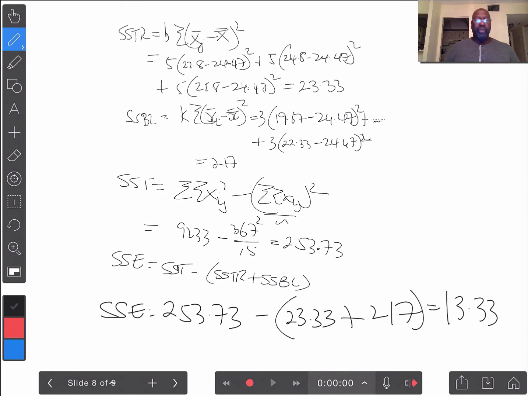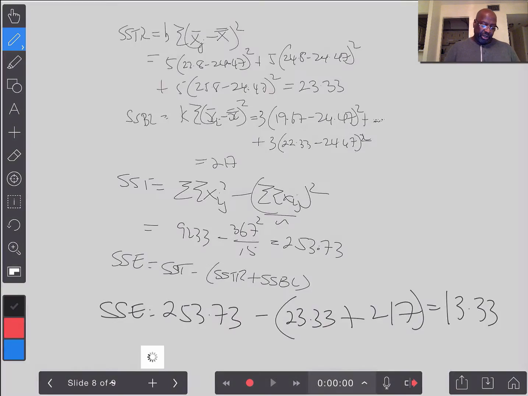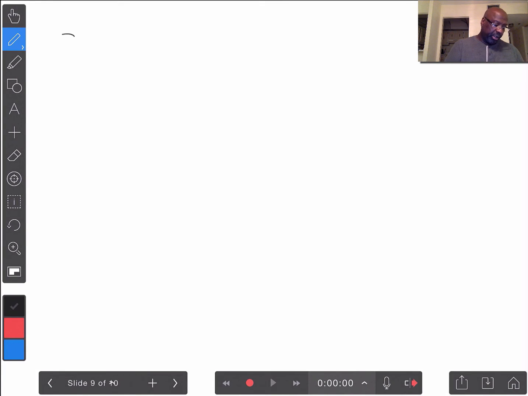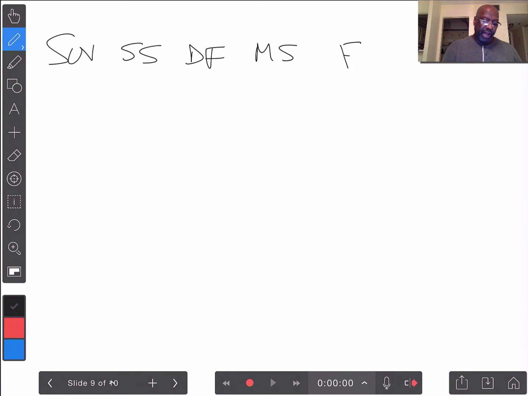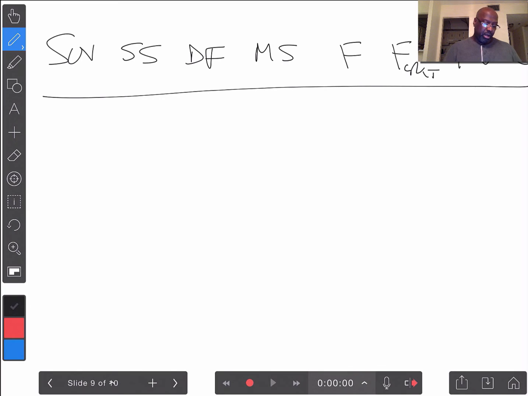All we do is create our ANOVA table. Let's do that on a fresh page. The ANOVA table will have the sources of variation, the sum of squares, the degrees of freedom, the mean square values, the F value, the F critical value, and the P value. And we have the following sources of variation: treatments, blocks, error.